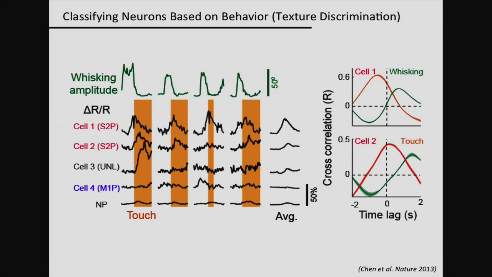Next slide. One of the first types of analysis that we can do is to classify neurons that we image as to whether they respond to touch, whether they respond to free whisking in air, or whether they are not active at all. We do this by performing a cross-correlation analysis of the calcium signals against vectors representing the whisking amplitude or the periods of touch.